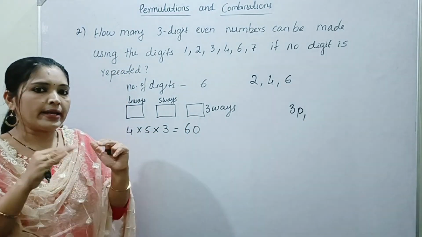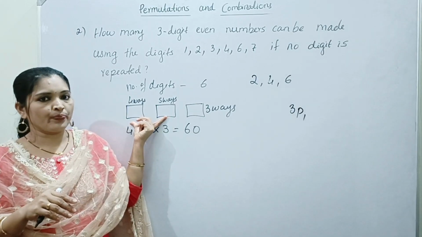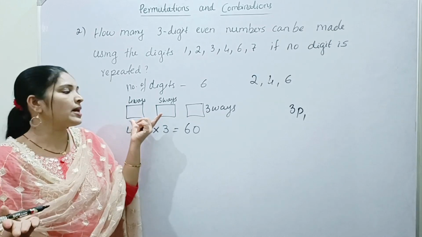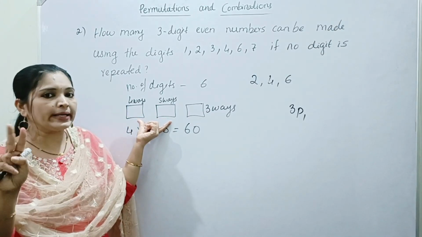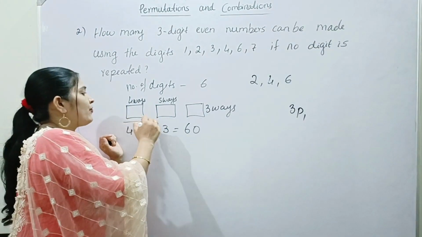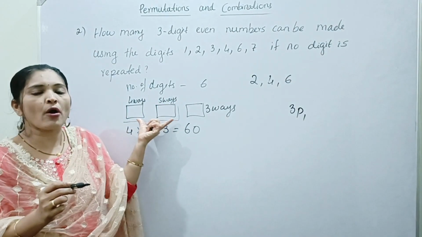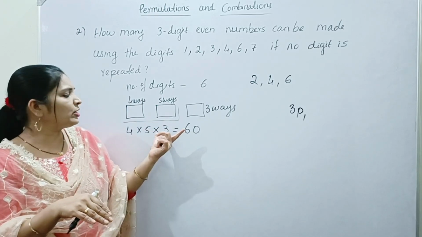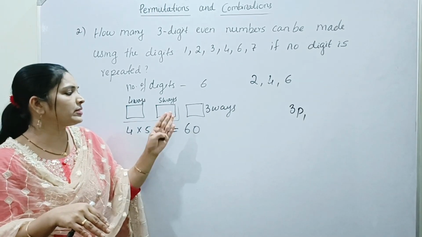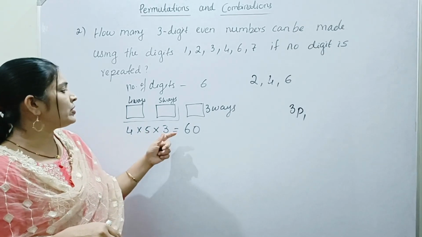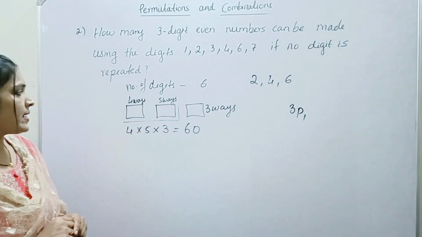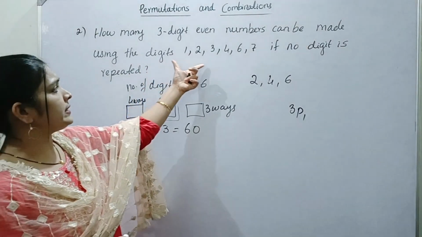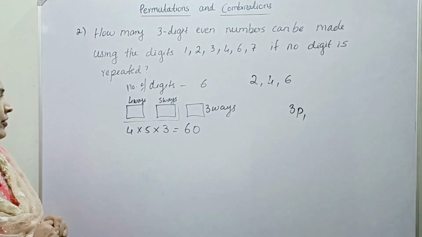And next you will find these two places. From 5 digits you have taken 2 at a time, because next you find the number of permutations of the tens place and hundreds place. It is better to do this method, we can do it directly. So 4 into 5 into 3 is equal to 60. In 60 ways we can write 3-digit even numbers from the digits 1, 2, 3, 4, 6, 7.